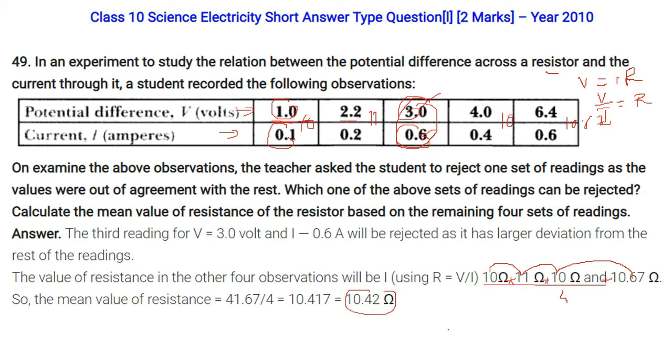If you see this 3 by 0.6, that is 3 by 6 tenths, which is 30 by 6, so 5. Now the deviation is quite high. But the others are 10, 11, 10, 10.67. So it is 10 or 11 in between. So we are going to reject this one.